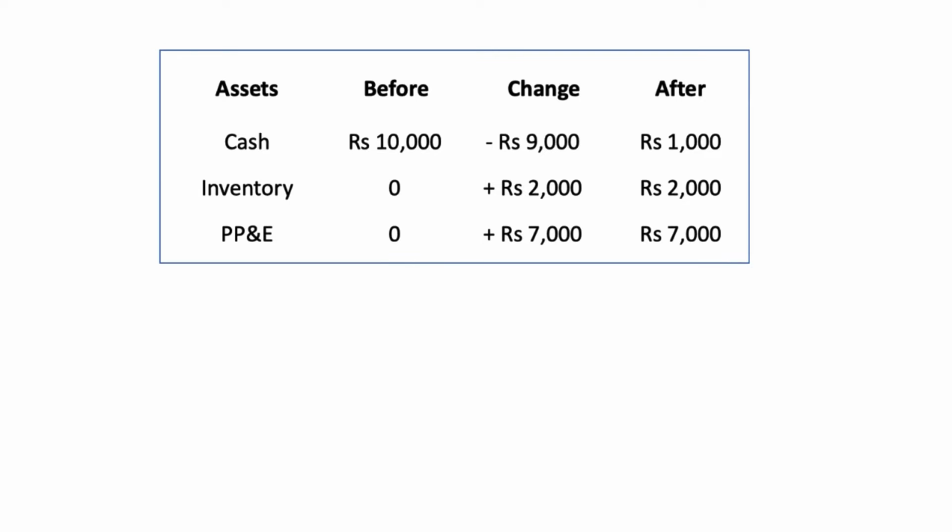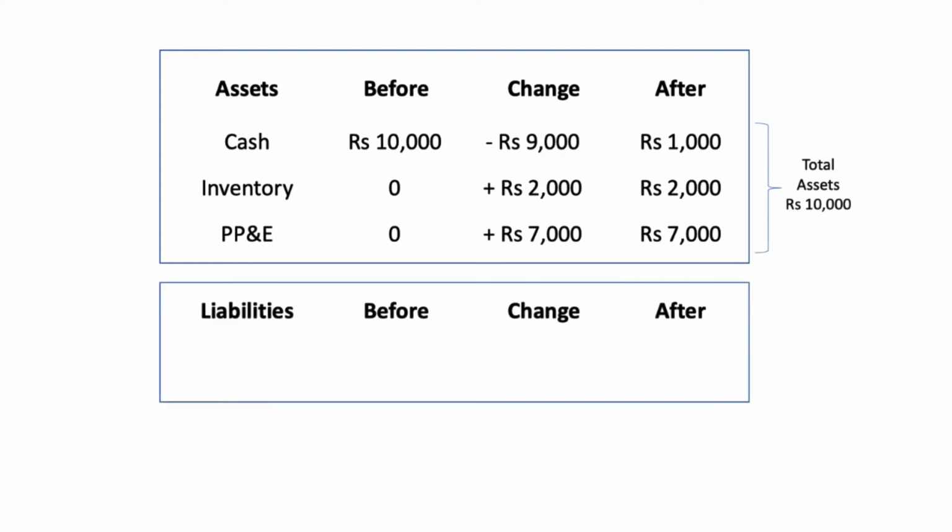So our total assets are still 10,000. It's just that the cash has moved to buy the coffee machine and coffee beans, and hence it has created inventories and plant, property and equipment. On the liability side, nothing has changed. We had borrowed a loan from the bank for 10,000 rupees. That stays at 10,000. So our total liabilities are 10,000.